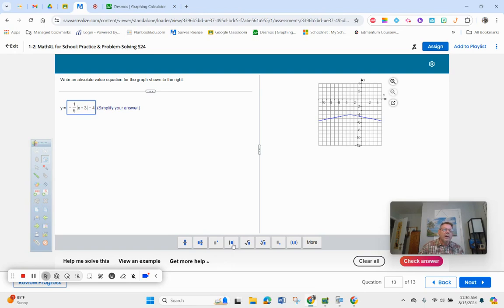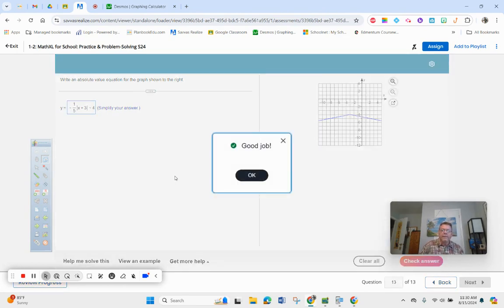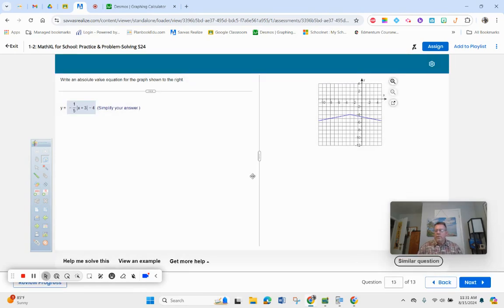So let's double check that. So that's our vertex, because that's x minus -3, -1/5, that there. So let's give it a try. Good job. All right. Well, there we go. We've done it.